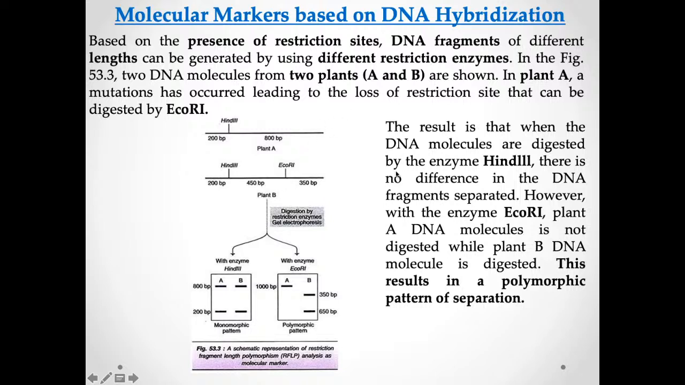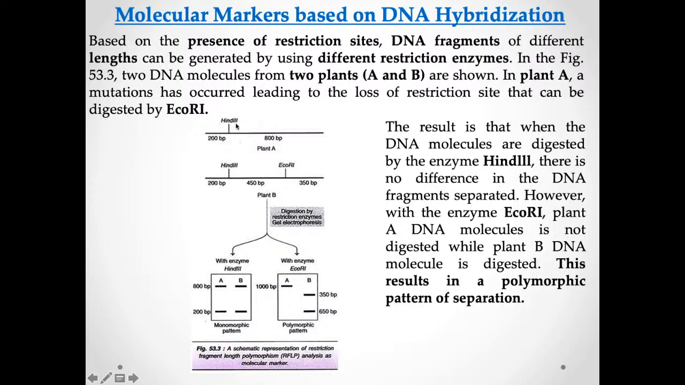So this will result in DNA molecules which are digested by HindIII, but there is no difference in the DNA fragment separation. However, with EcoRI, when we cut them, plant A will not be digested, plant B will be digested. So this gives a polymorphic pattern of separation. Because the EcoRI site is not present in plant A, it will not cut, but it's present in plant B, so it will cut. So it gives a polymorphic pattern.